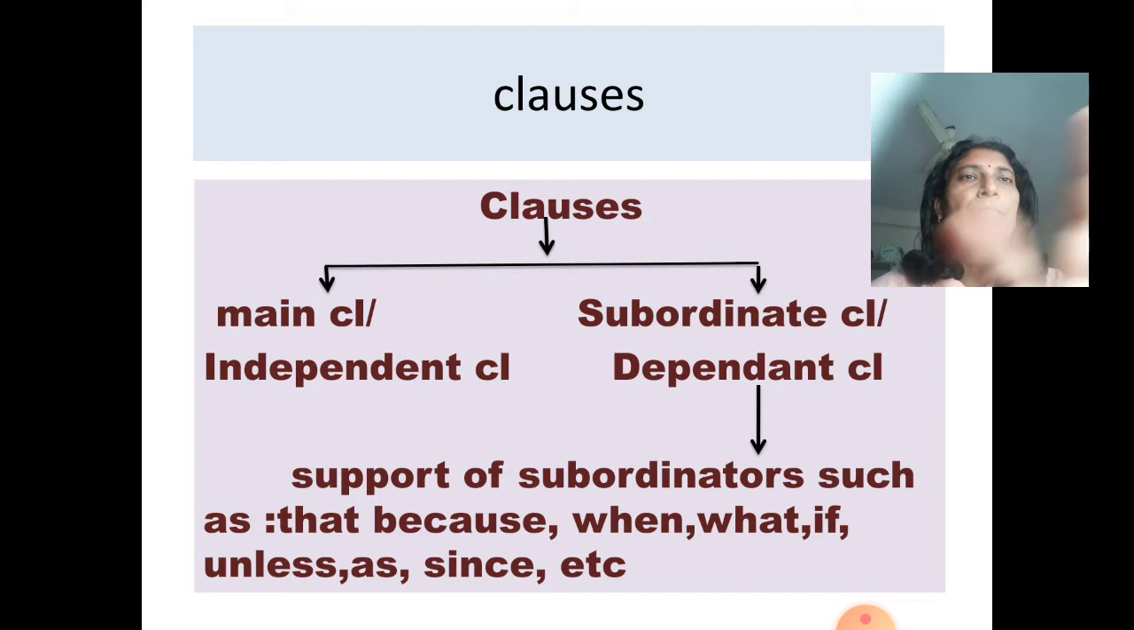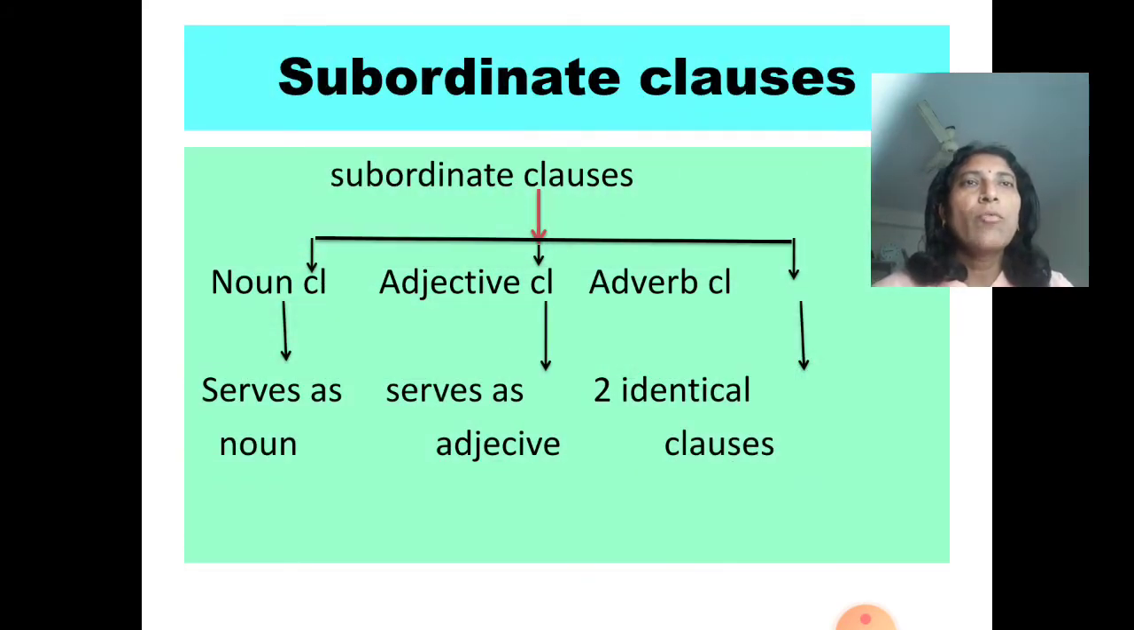Now we'll see the types of it. Subordinate clauses are of three types: noun clause, adjective clause, and the third one, adverb clause. Noun clause serves as a noun, adjective clause serves as an adjective, and adverb clause is very simple to identify, because if we remove the subordinator, we'll get two identical clauses.